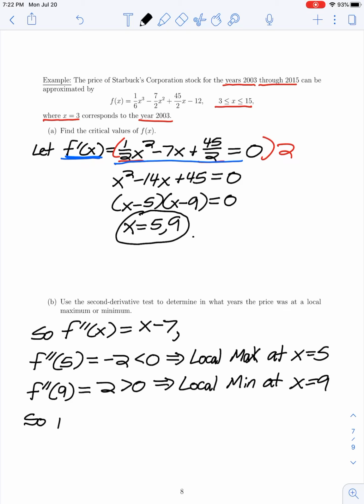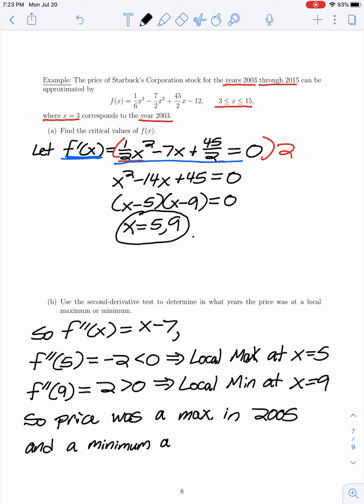So we could say here that the stock price was a maximum at x equals 5, which corresponded to the year 2005, and a minimum at x equals 9, or in 2009.